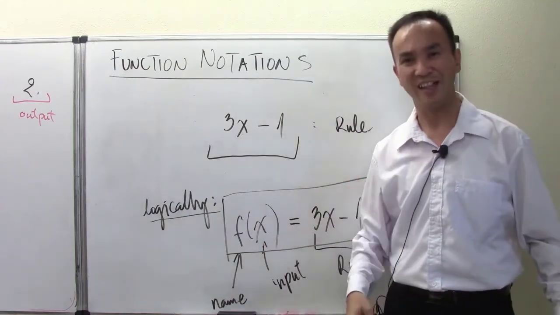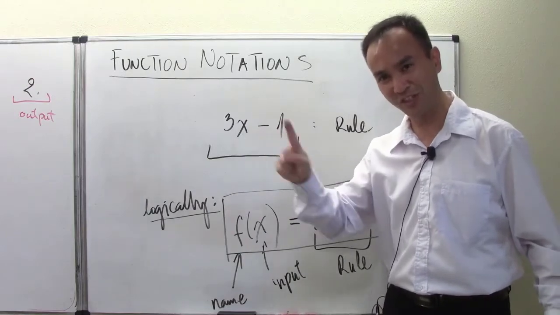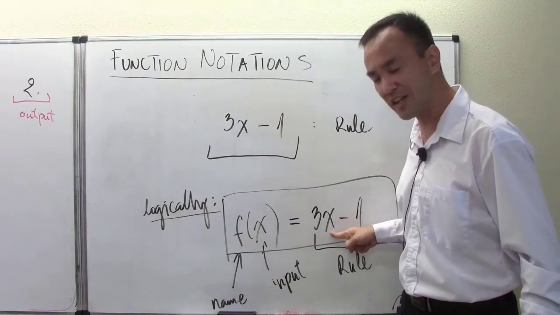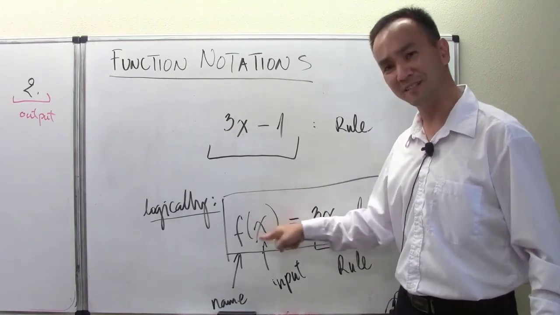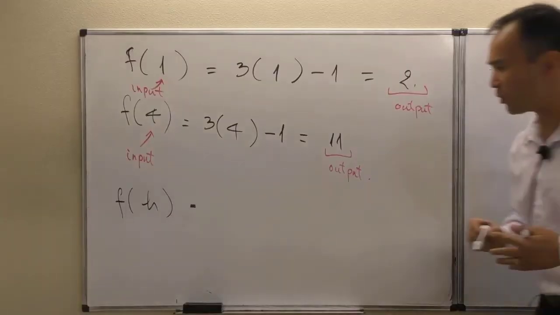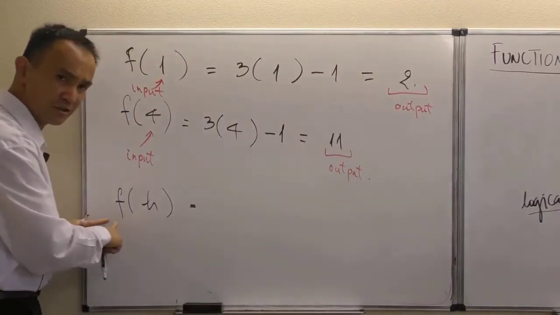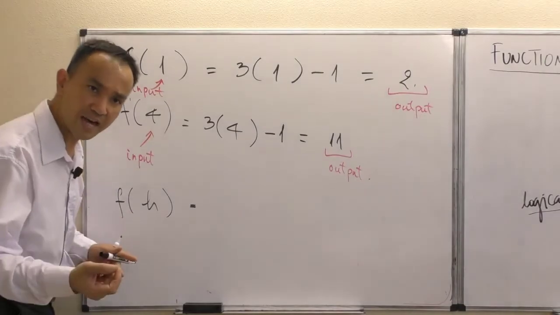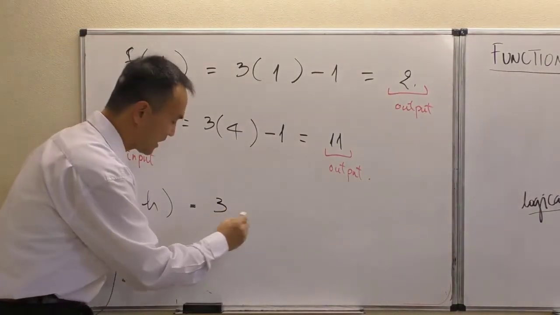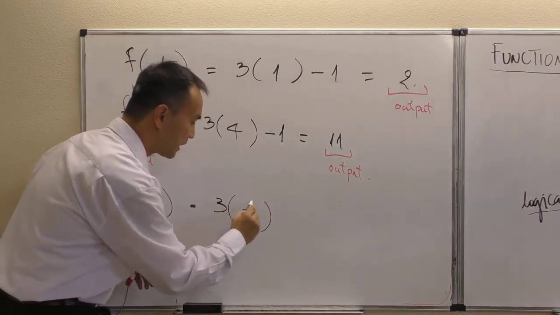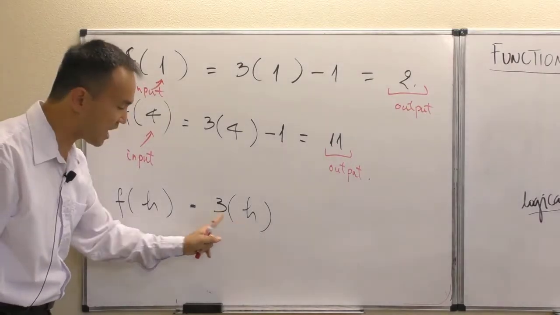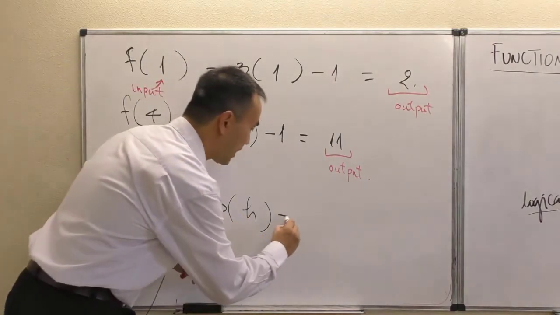Get used to the fact that you read the rule. The rule says 3 times the input minus 1. How do I know this is the input? Because of that indicator. And so now, what's the consequence? The consequence now, say f of h instead of f of x, f of h. That means the x, the input, is now substituted by h. So 3 times the input, but the input is now substituted by h. So 3 times h minus 1.